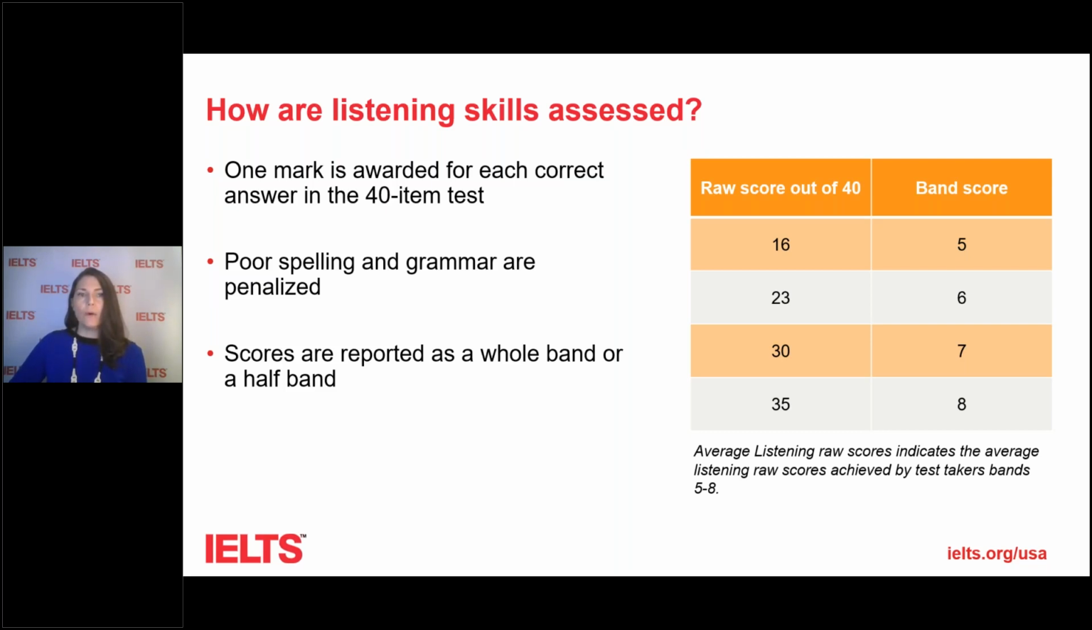Scores are reported as a whole band or half band. And this is an example of average listening raw scores and the band that's received. So keep this in mind. If you are studying and your goal is to get a 6.0 in listening, then you're just looking for a little over half correct, 23 out of 40. If you're trying to get a 7.0, then you're looking for 30 out of 40. So this is important to keep in mind as you're listening through.